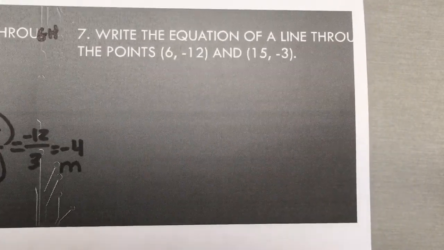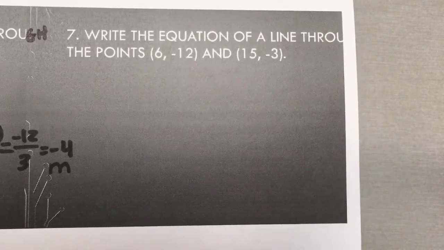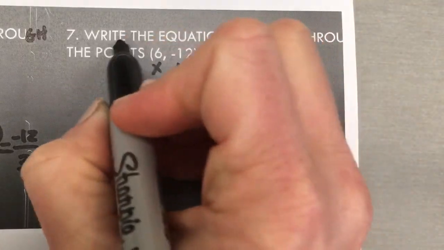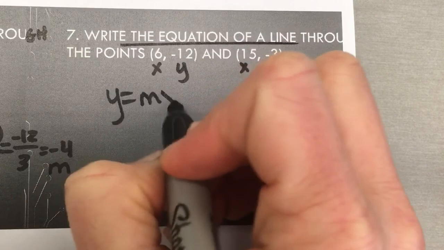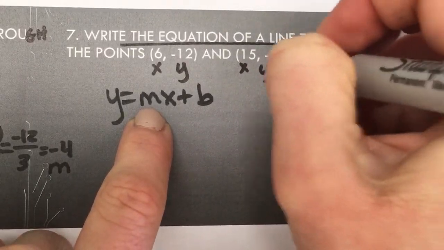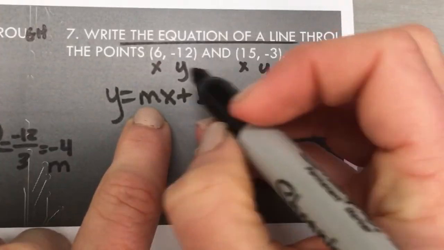Number 7, write the equation of the line through the points (6, -12) and (15, -3). So this is xy, xy. So equation of a line, y equals mx plus b. The problem is we don't have our m, so we're also going to have to do the slope formula, y minus y over x minus x.